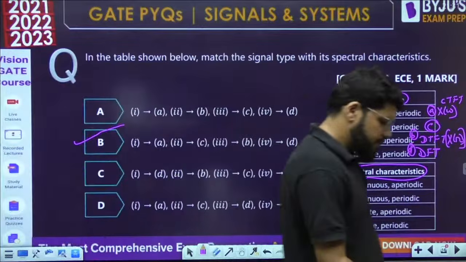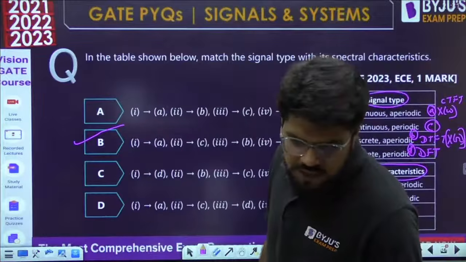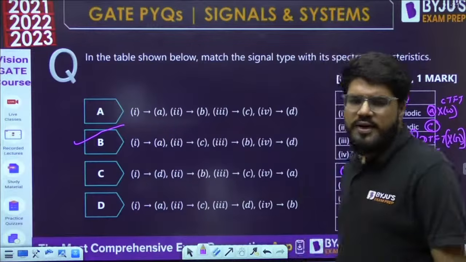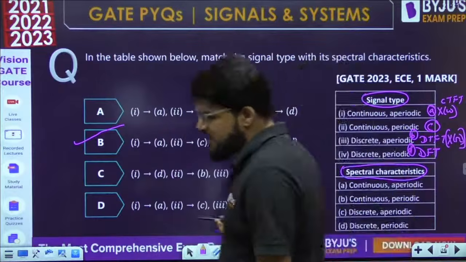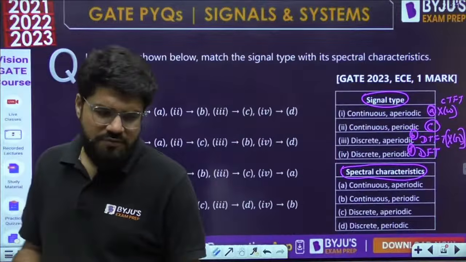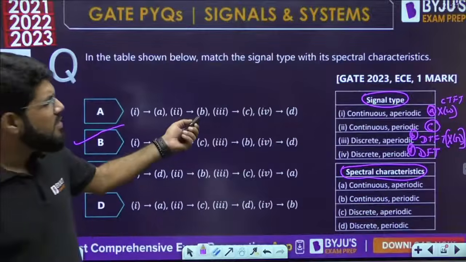Done है जी? ठीक है, option number B is very correct. Let us move ahead to the next one. Now, if you have studied signals thoroughly, this is a factual question for us. This is just an information and knowledge based question for us, 1 marker. That is why it is 1 marker.